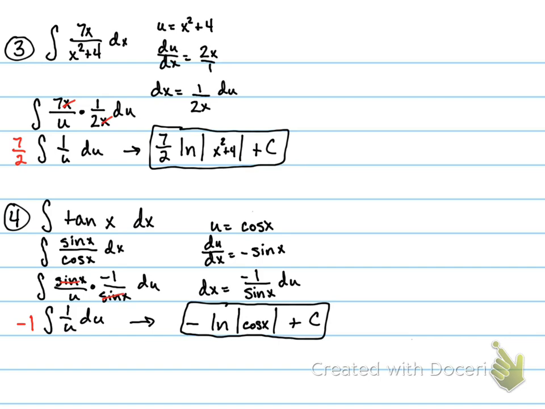Okay, so let's move on. Let's look at some other types of examples and see what's going to happen on these. So look at number 5. On number 5, you have cosine of 2x on top.